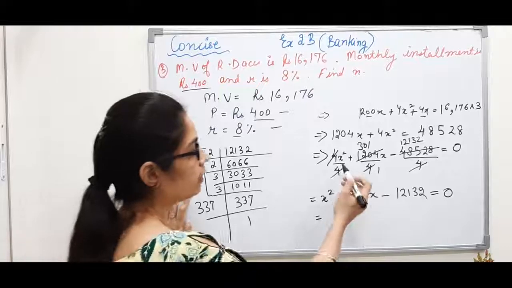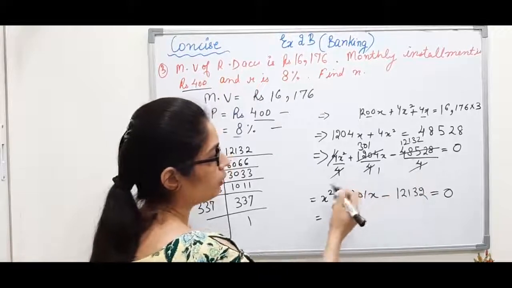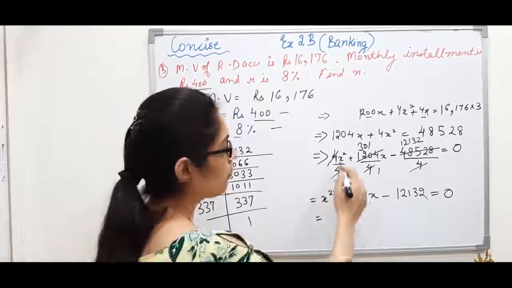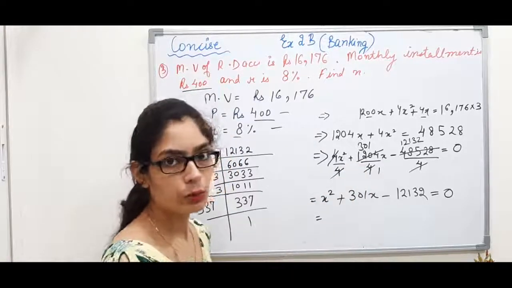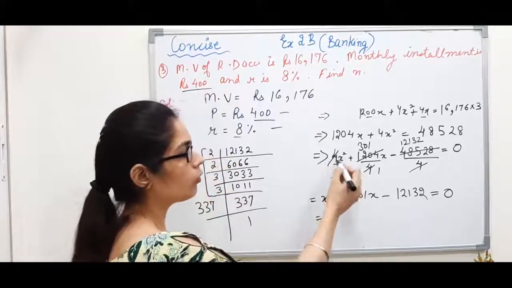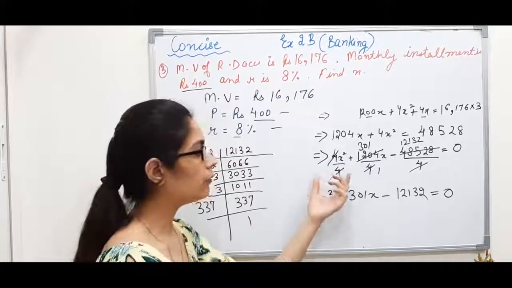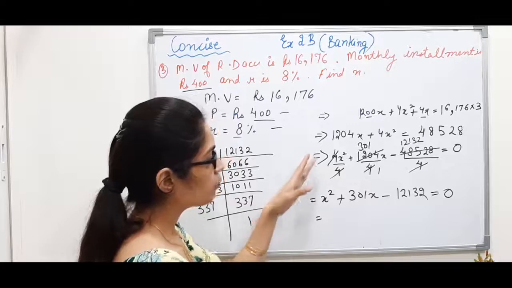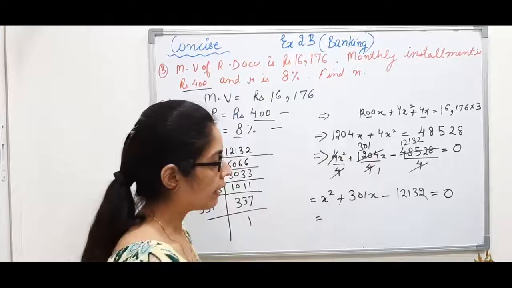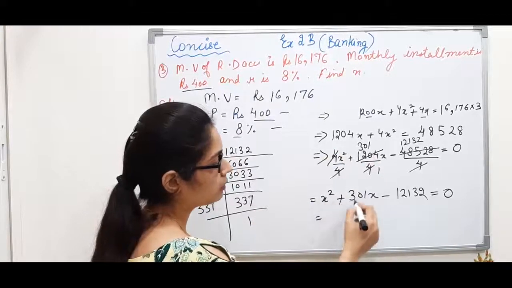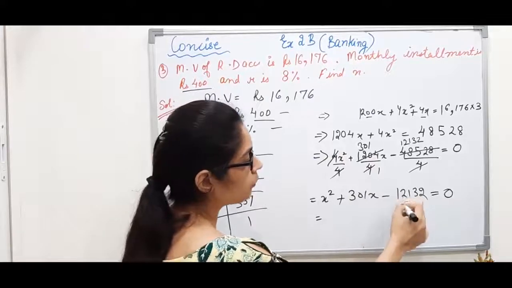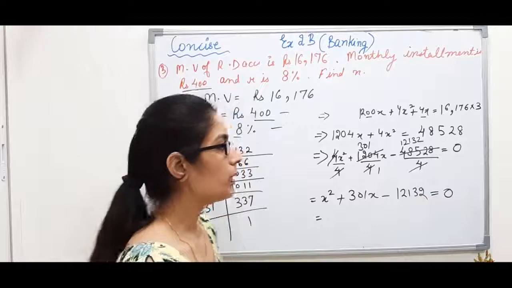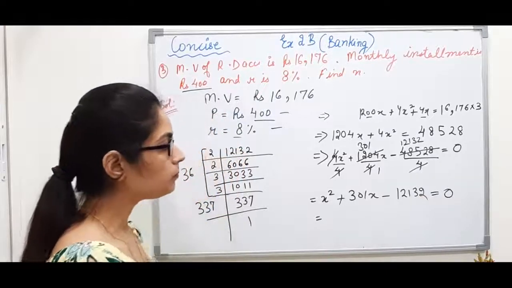So this is simple multiplication. On dividing this equation with 4, I got, why am I dividing this equation with 4? Because I need the coefficient of x square to be 1. So whatever the coefficient of x square is here, I divided the entire term with that number. So after dividing all the terms with 4, I got my equation as x square plus 301x minus 12132 equals to 0. This is my quadratic equation now.